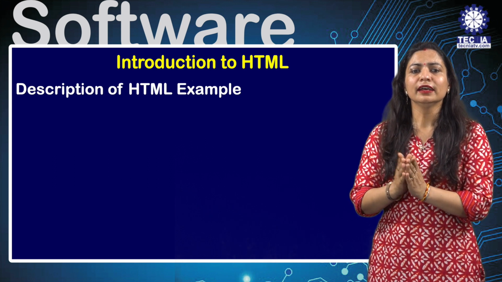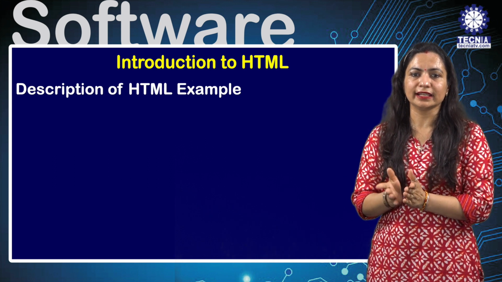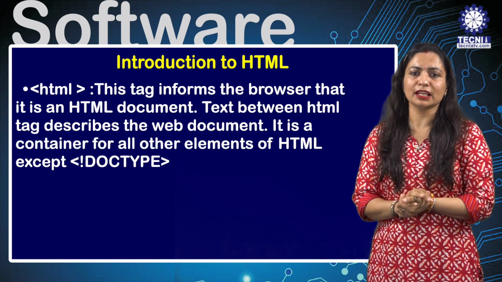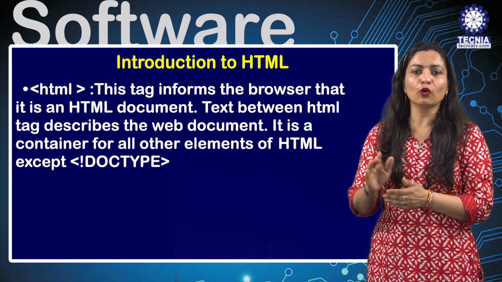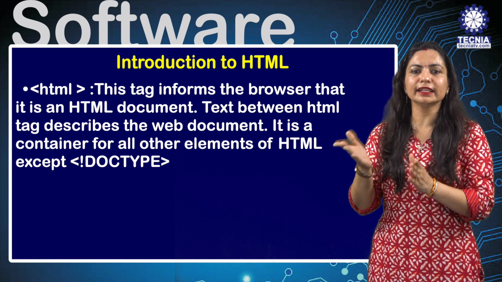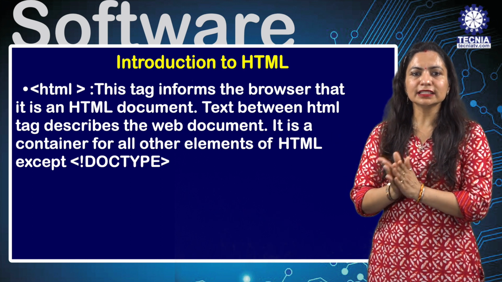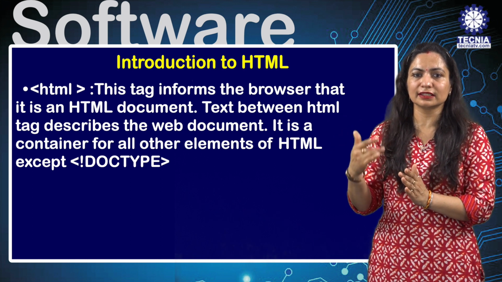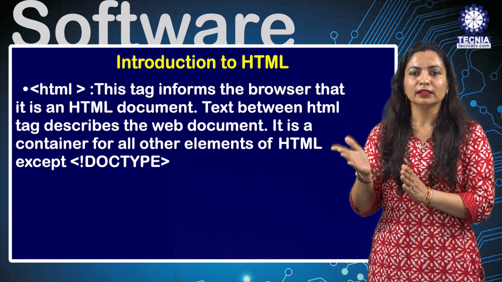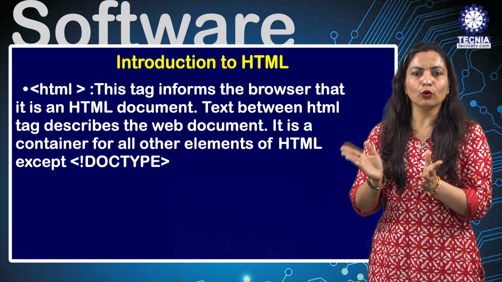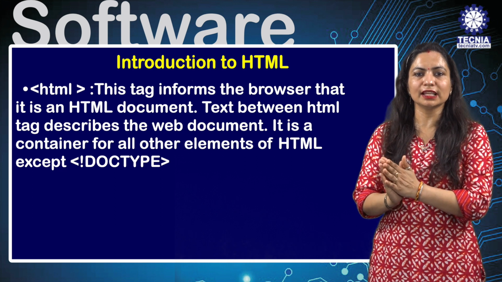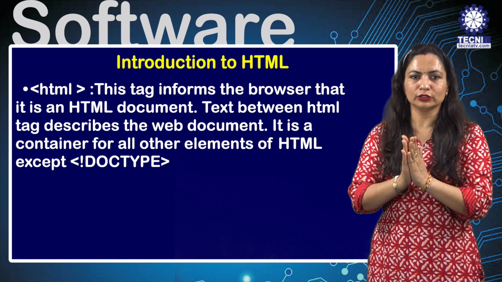So basically, let us define these basic tags. The first one is the HTML tag. This tag informs the browser that it is an HTML document. Text between HTML tags describes the web document. It is a container for all other elements of HTML except the doctype.